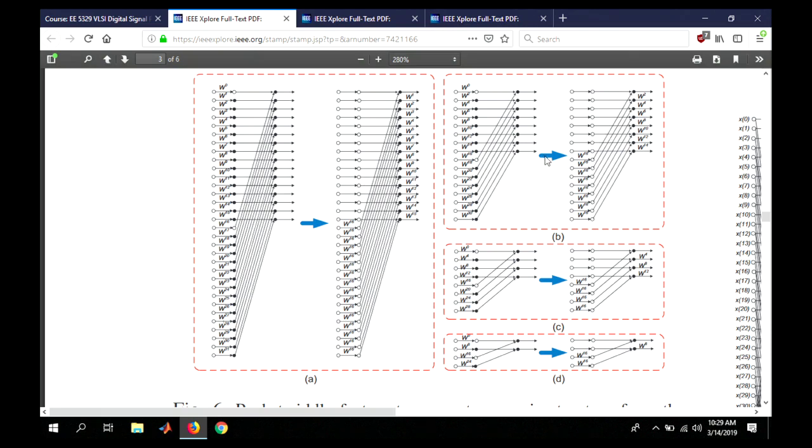Now, in block B, these were even numbers 0, 2, 4, 6, 8, 10, 12, 14, 16, etc. So, what did we do here? First one stays the same, w to the power 0 and 16. Next one, 2 and 18, push w squared out, now 16. 4 and 20, push w fourth out, and finally w to the power 14 and 30, push 14 out. Now, again these are all minus j.